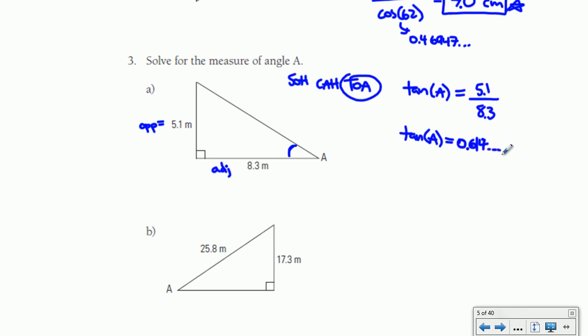0.614 and so on. And if we want to solve for A in this equation, we need to take tan inverse of the number on the right, 0.614, and so on. So I still have this in my calculator. I do second tan or shift tan, and then the answer. So tan inverse of what I just got is 31.568. Call it 31.6 meters.